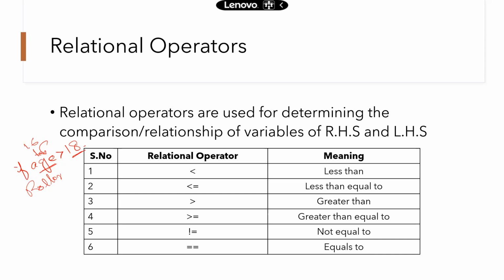But similarly, let us assume that instead of 16, your age is 32, and 32 is stored in this age. So this condition comes out to be true. If the condition comes out to be true, then this means that you can have a roller coaster ride. So this is how it works. The relational operators make a comparison between the right-hand side and the left-hand side.